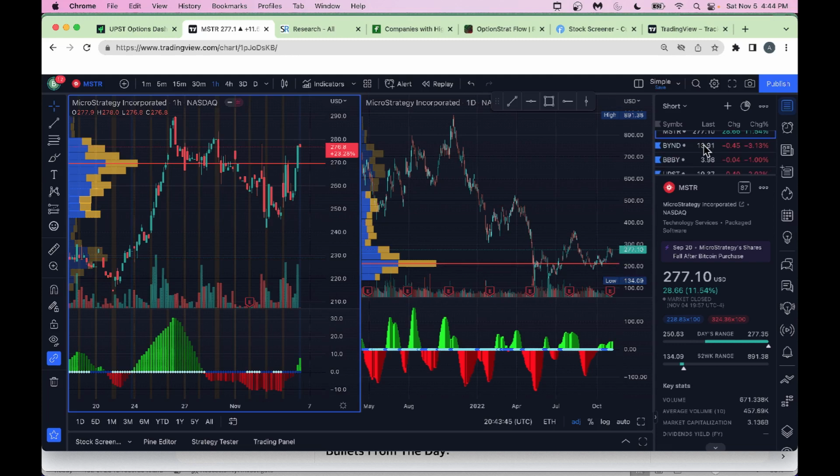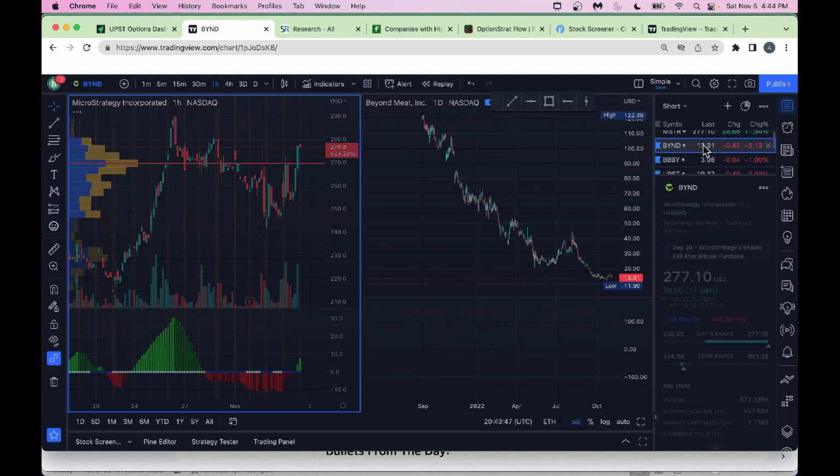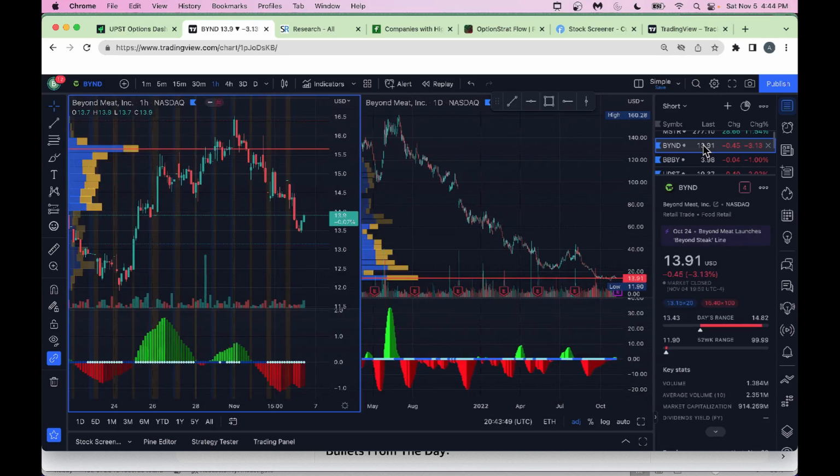We got Beyond Meat. Beyond Meat, as you can see, the stock got tumbled mainly because they're having some issues with the supply chain and all the macro trends, as many of you know here. Stock got pummeled, but look what's going on here. Stock is trying to go higher in the hourly chart here, and look, trend is reversing.